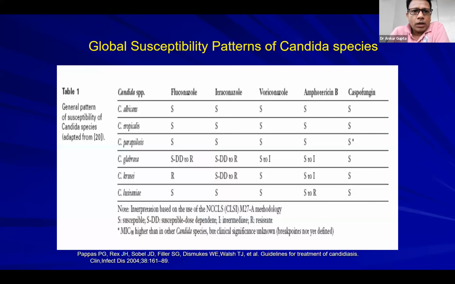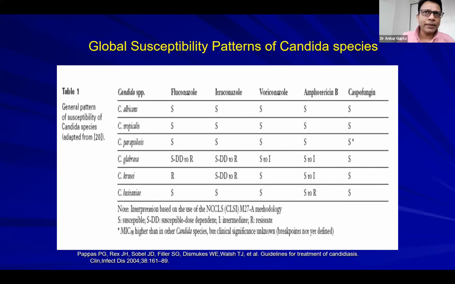Okay. What is the susceptibility pattern? Now, please remember this, even without focusing on the slide. When we talk of Candida, it is divided into two: Candida albicans and non-albicans. Now, the susceptibility pattern also is divided into these two classes. So, albicans on one side, non-albicans on the other.